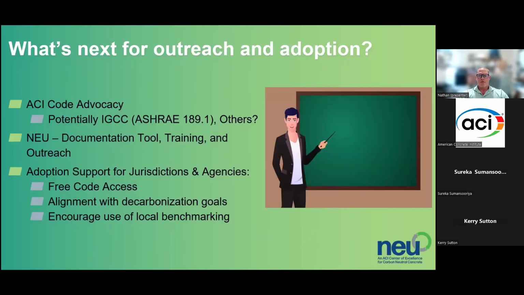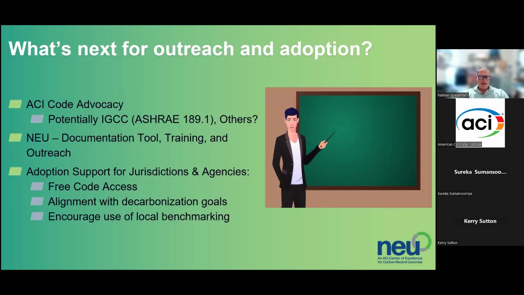And what's next for outreach and adoption? The ACI Code Advocacy Group is working to position ACI 323 as the go-to for International Green Construction Code for low carbon applications. NEW is working on developing documentation, training, and outreach efforts for folks interested in adopting this.